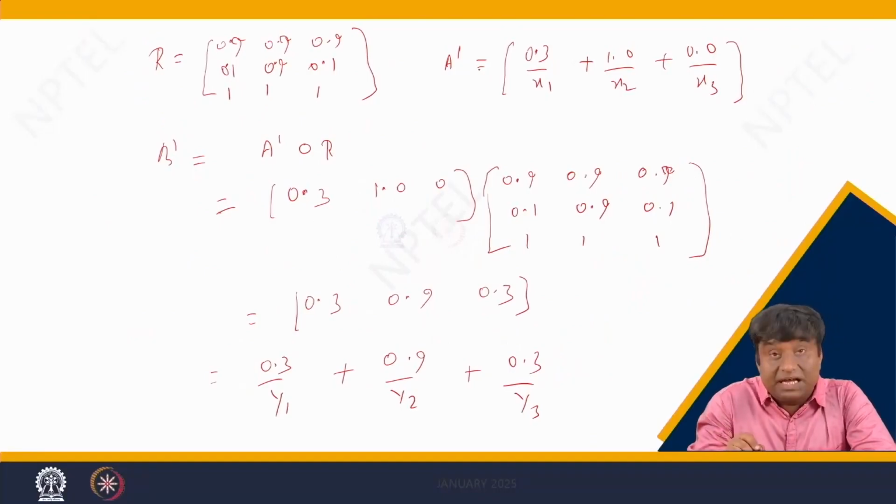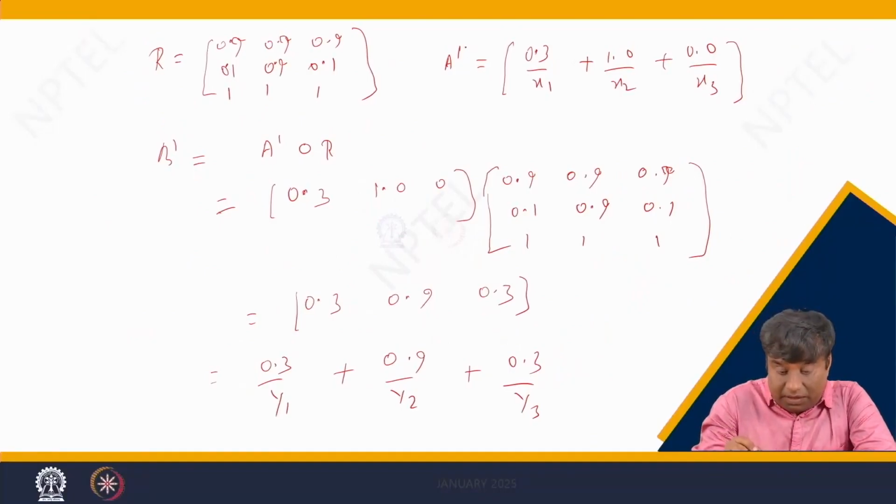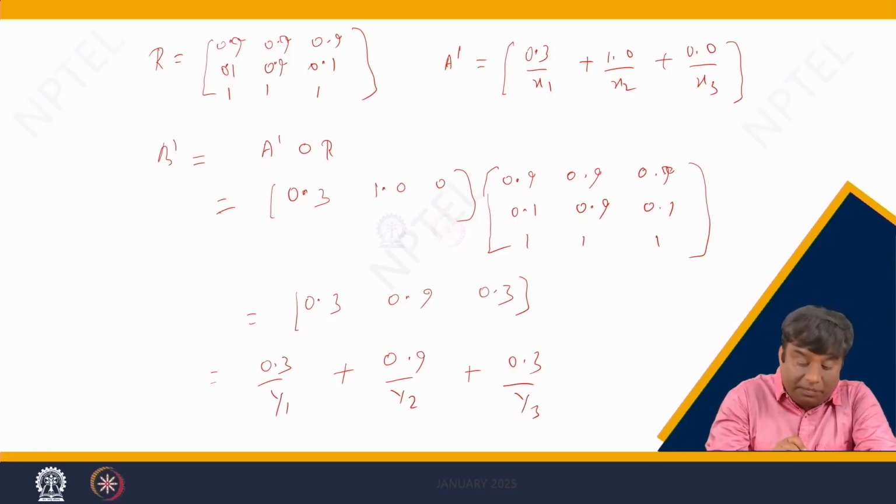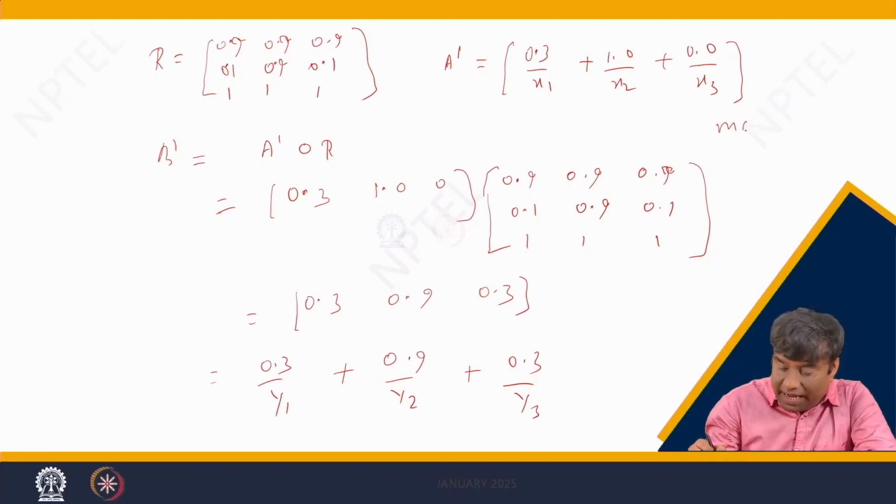Now A dash is given, some value of A. As I said, if A is given as low temperature, A dash may be some moderate or pleasant temperature. So A dash is given as 0.3 by x1, 1.0 by x2, 0.0 by x3. You need to find the value of B dash. That is A dash with R, using max-min composition.